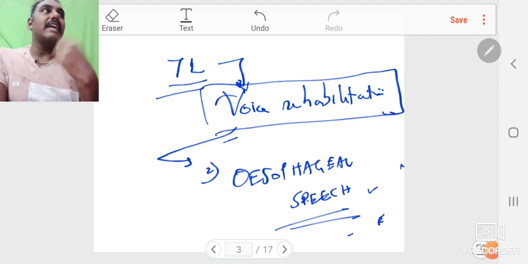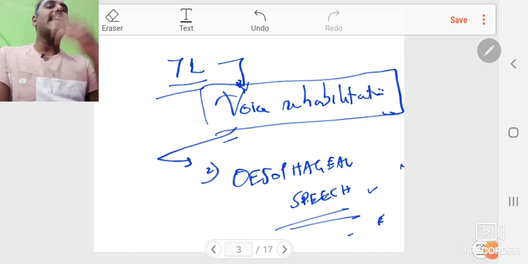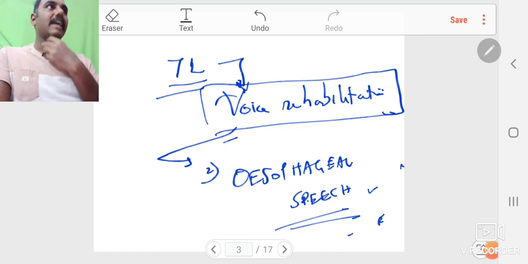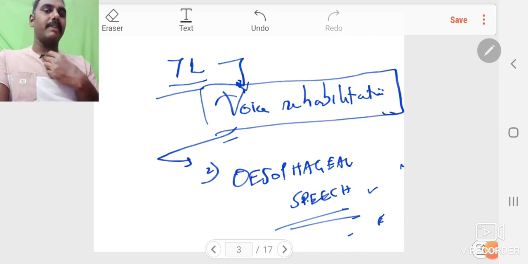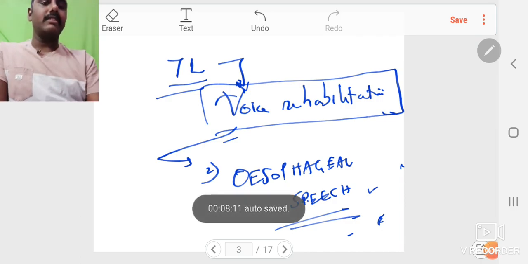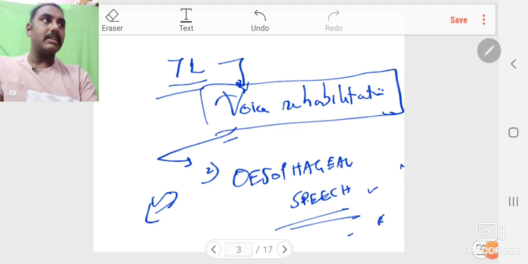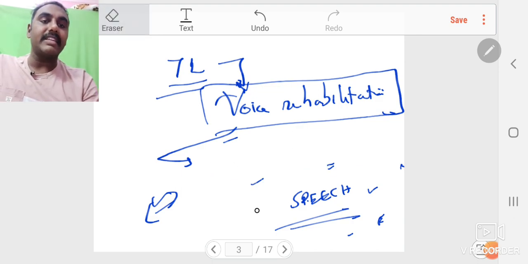Or we can ask him to swallow the air repeatedly, keep it in his food pipe, and phonate with it. That is called esophageal speech. This is done through a therapist, not the TC. This is the second method of voice reconstruction.